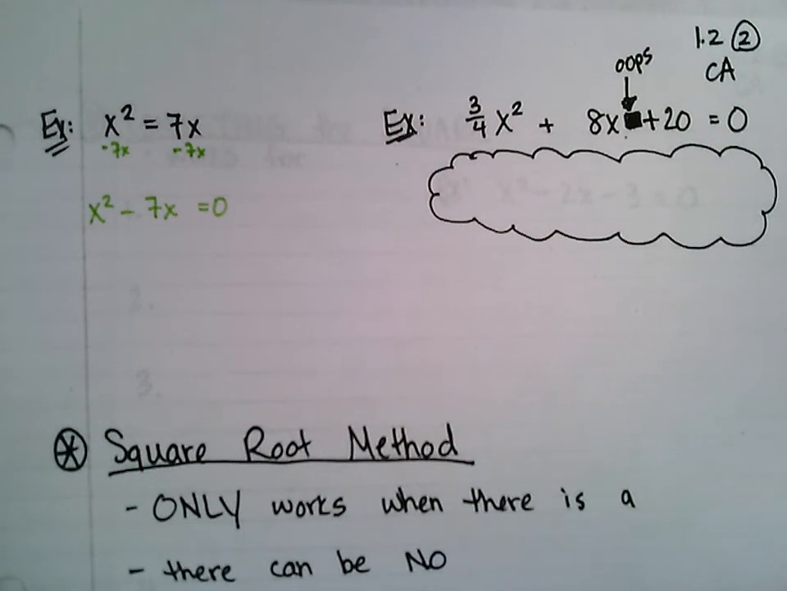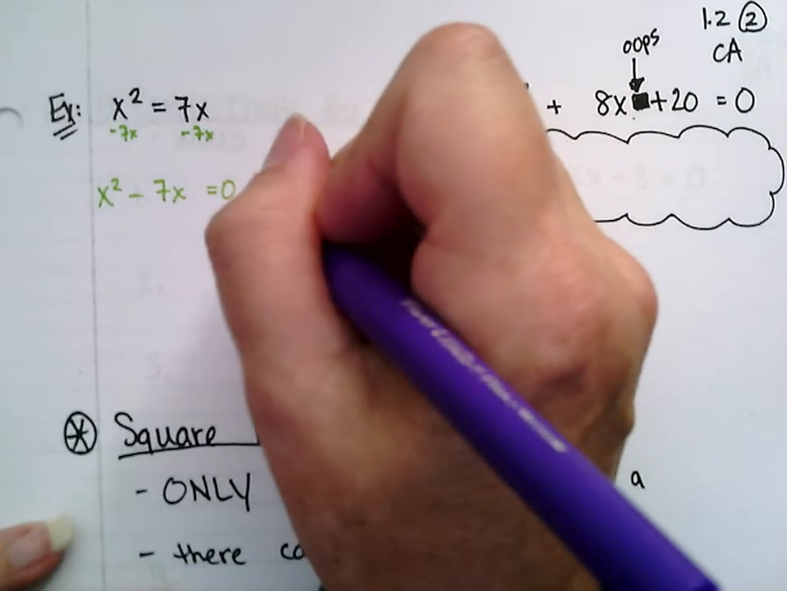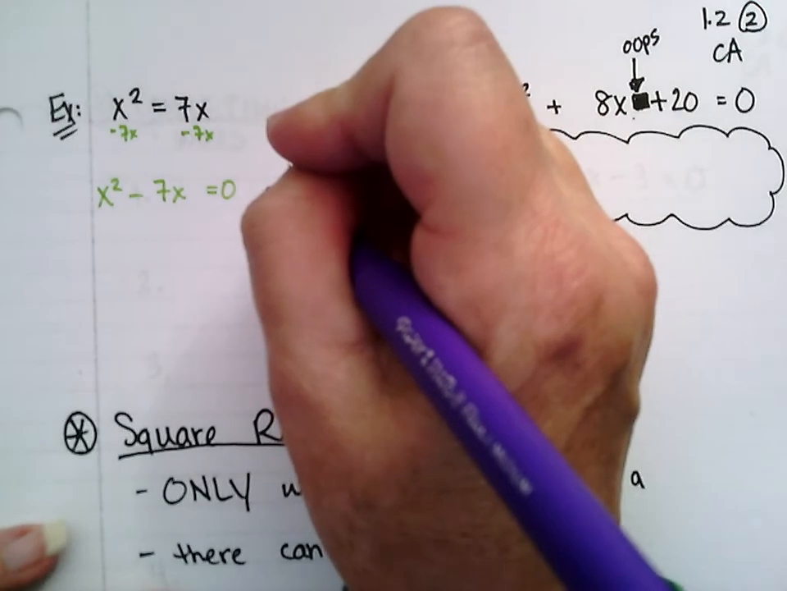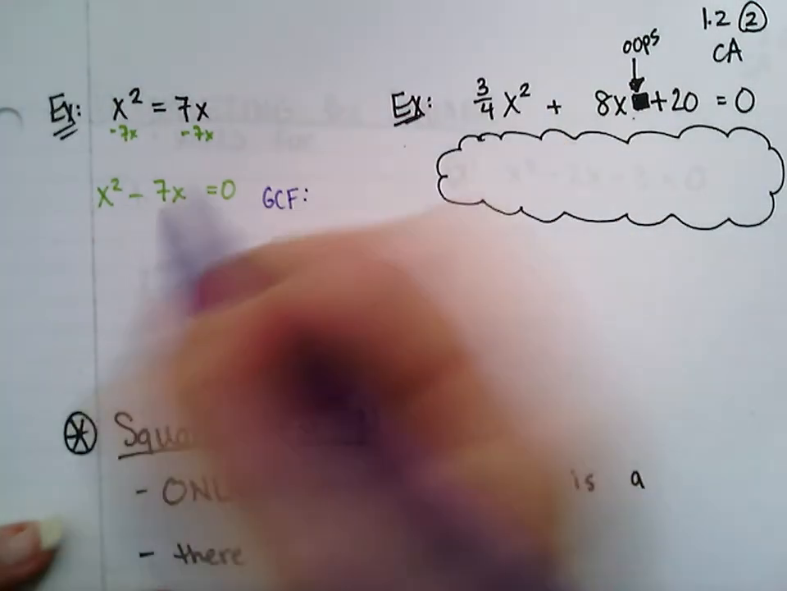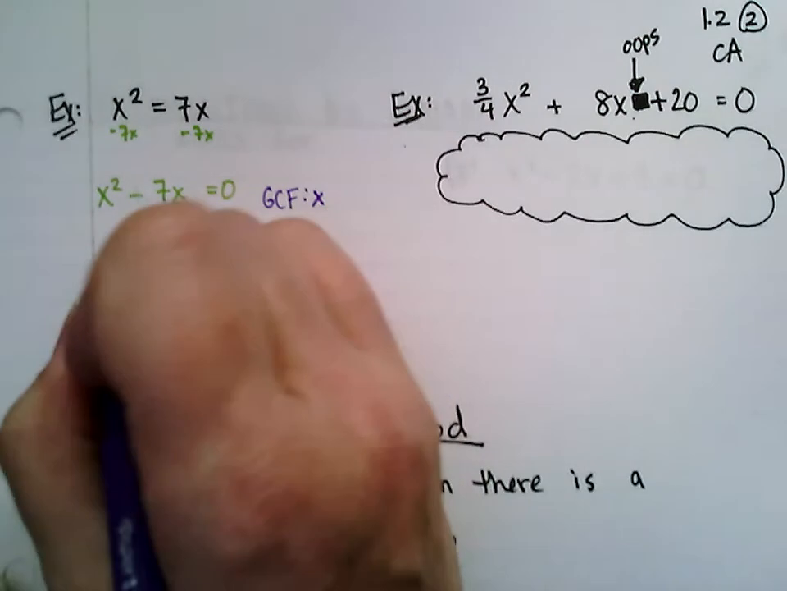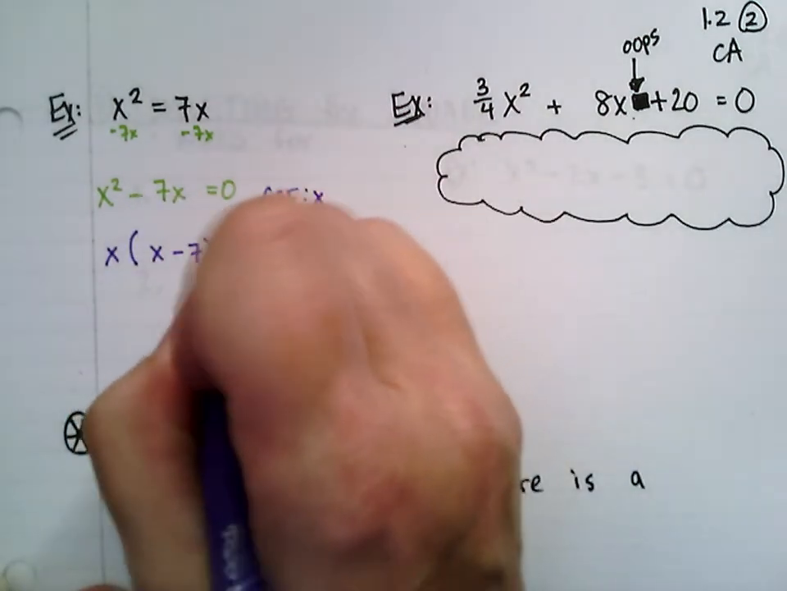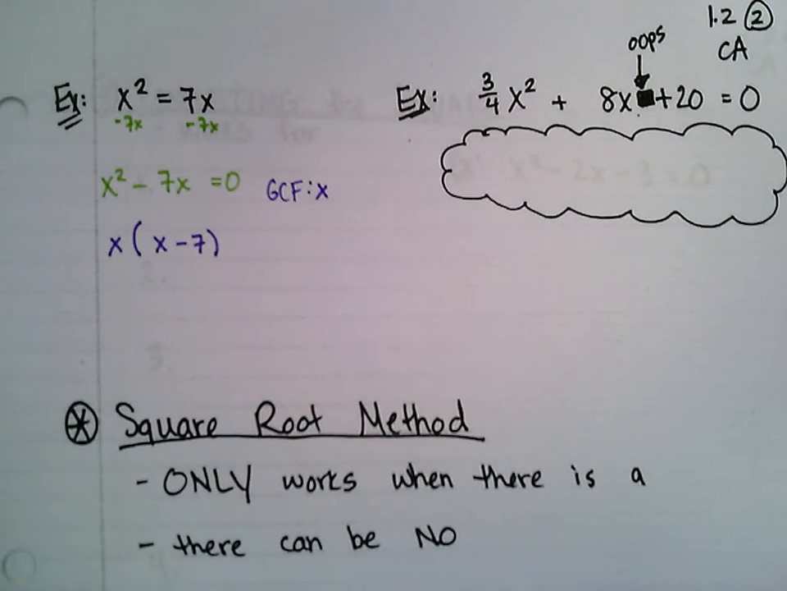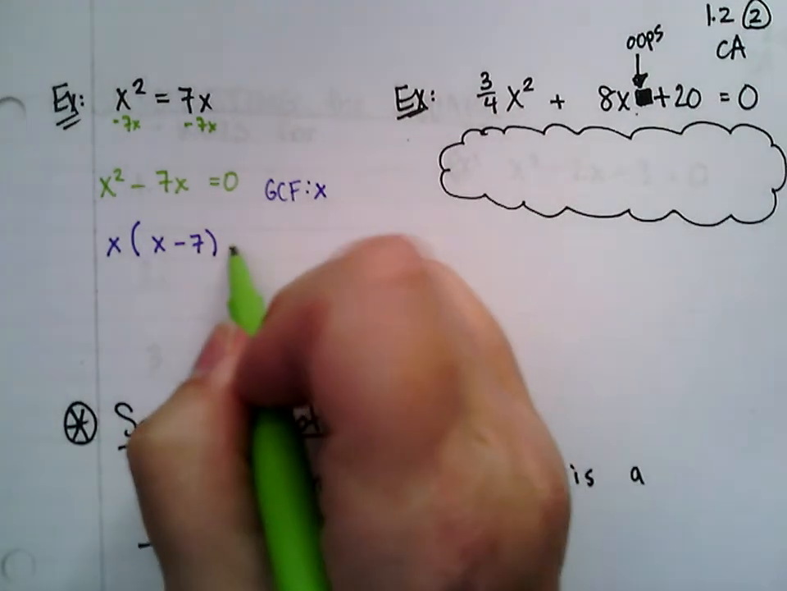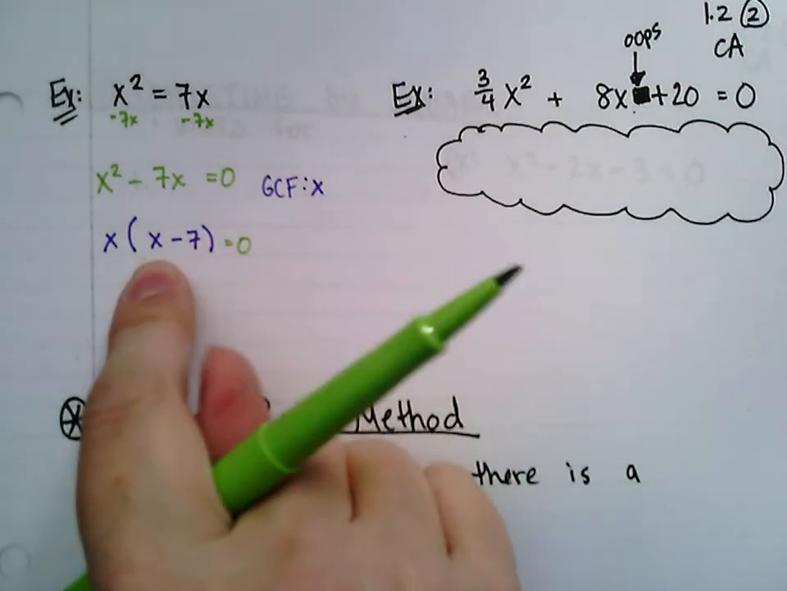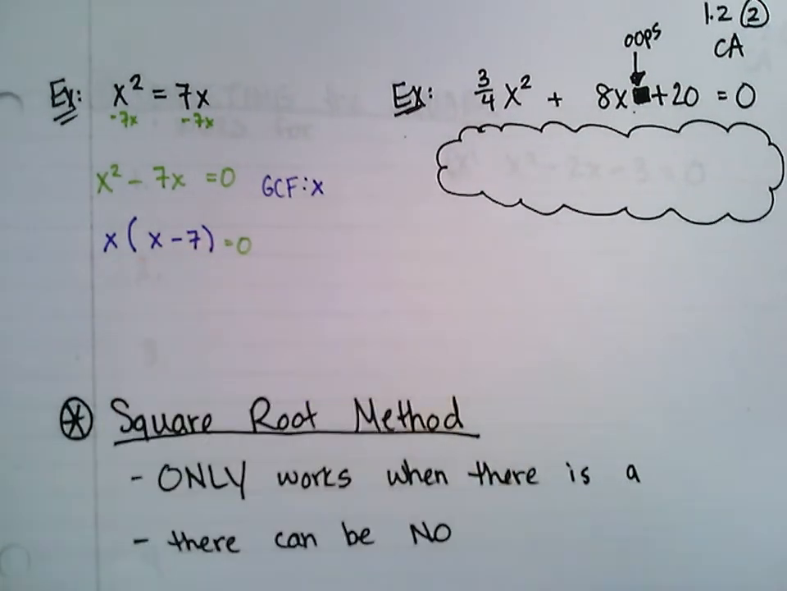And remember, the first thing I do is look for a GCF. I forgot to mention that on the second problem because it didn't have one, but this one does. Both of these terms have an x in common. So I'll factor out an x, and I'll have x times x minus 7 still equals 0. Now when I look inside this parenthesis here, I don't have anything that's squared. So this is actually already factored.